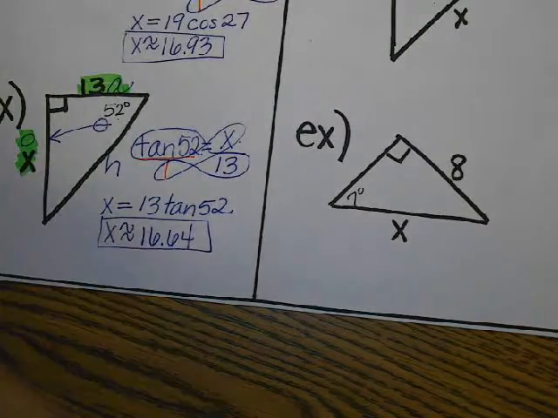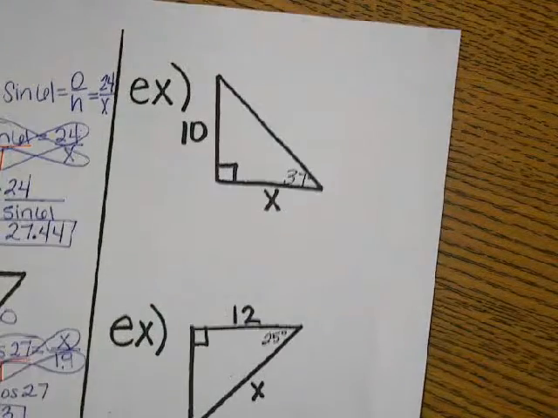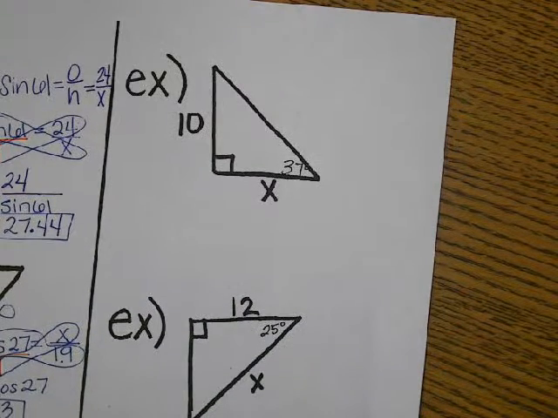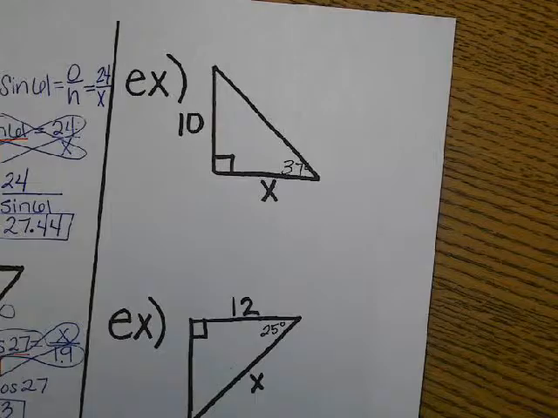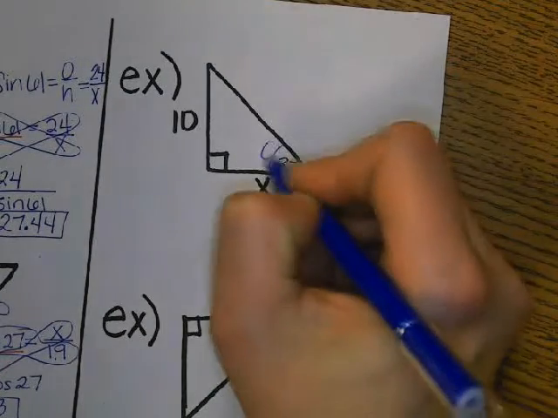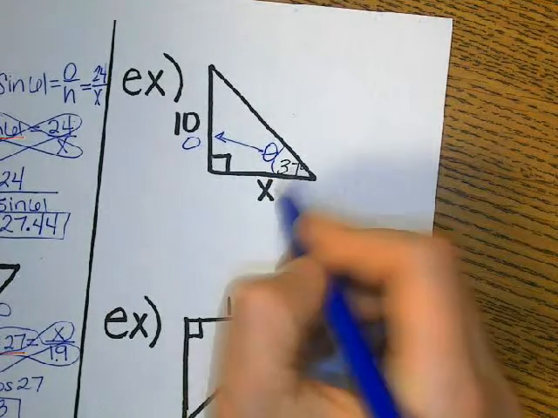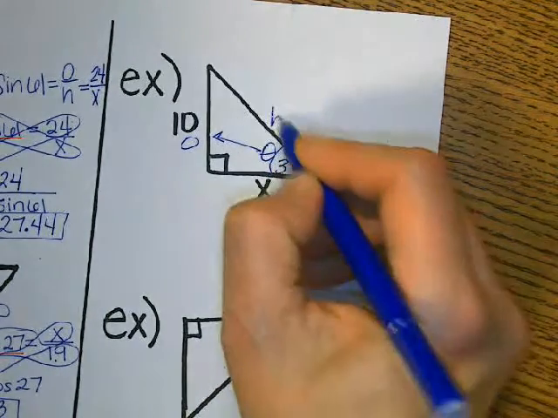Alright. These 3 examples are kind of mixed up. We're not meant to put these examples in order of sine, cosine, and tangent. So let's decide which one we're going to do, and then we'll move on. So 37 degrees, so that's my theta. Opposite theta is 10. Adjacent theta is A, and we've got H.